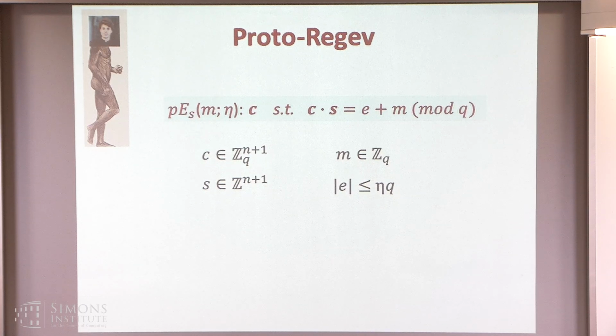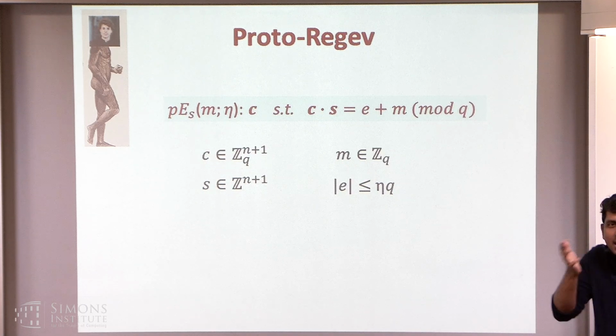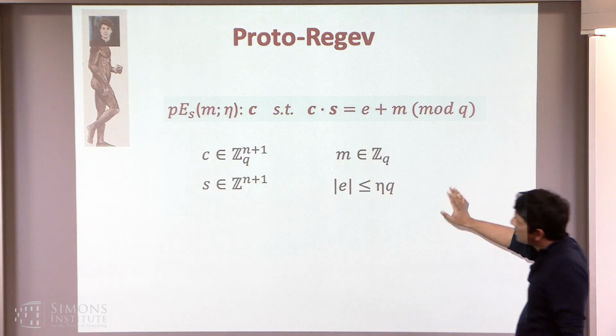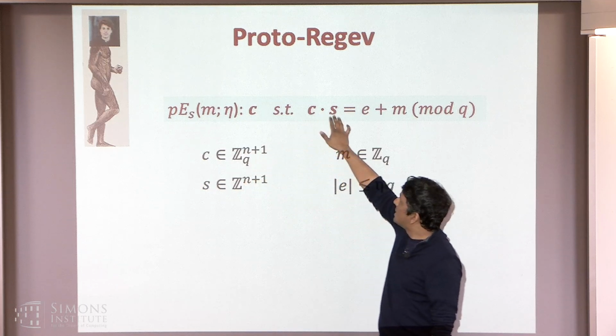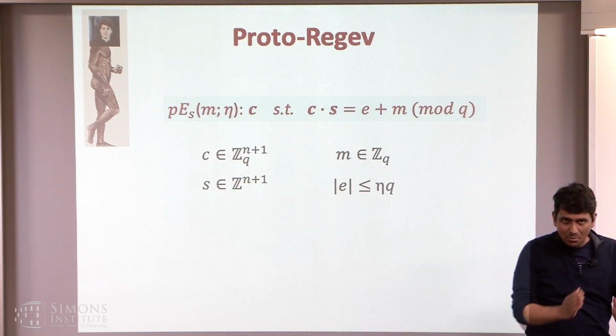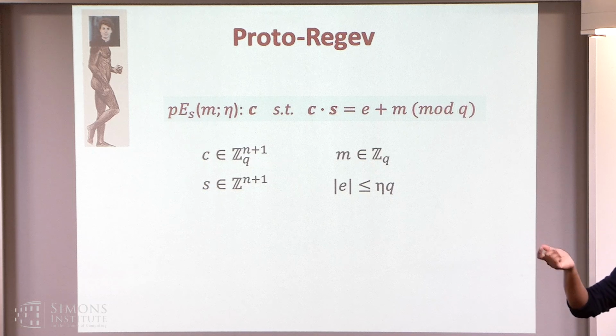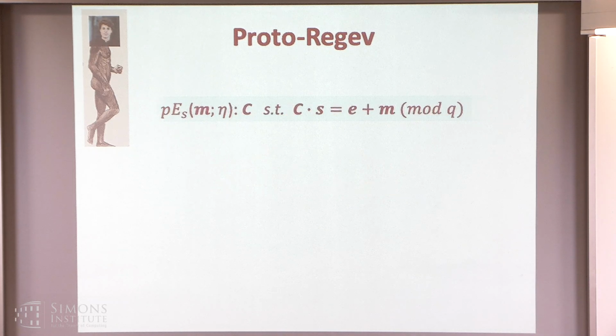All right. So here's a syntactic change. I don't want to think about A comma B in the ciphertext. I really want to think about the ciphertext as one vector in one dimension higher, such that the inner product of this vector with the secret key, which is again the old secret key concatenated with 1 or -1, is in fact the error plus message. I didn't do anything. It's just a syntactic change. It makes my life easier.